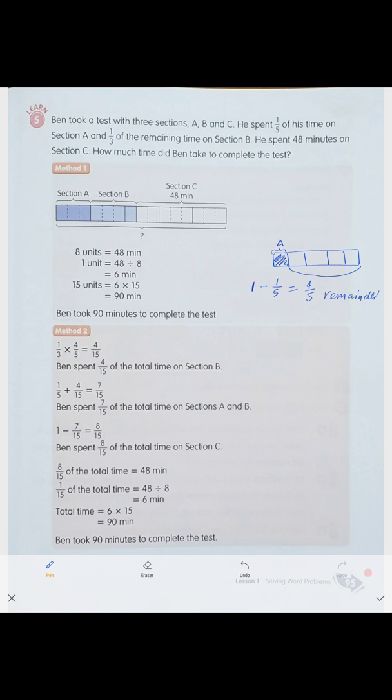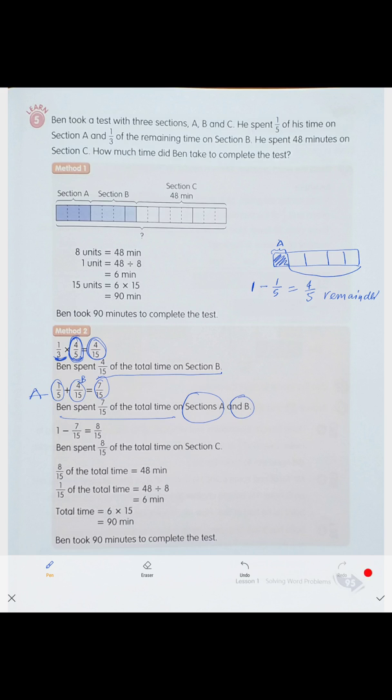All right, I'm gonna erase this. So 1/3 of the remainder, 1/3 part of the remainder, is 4/15 of the total. Ben spent 4/15 of the total time on section B. We got it. Now this is section A plus the remainder, which is section B only, because one fourth. Section B, we can calculate now the total time spent on section A and section B.